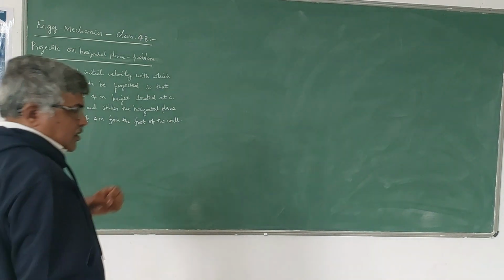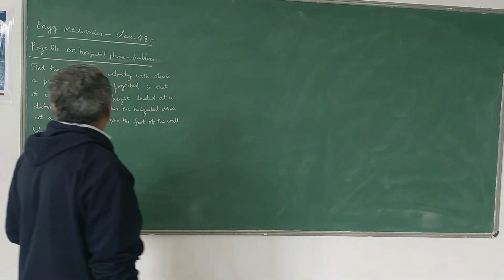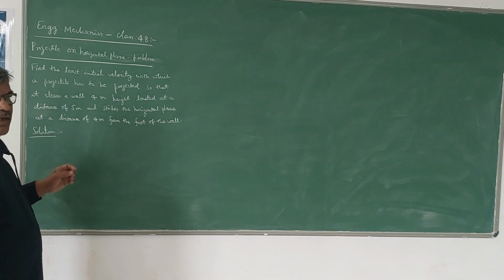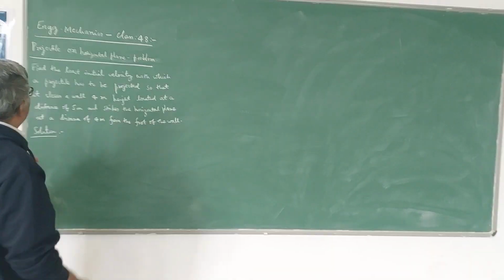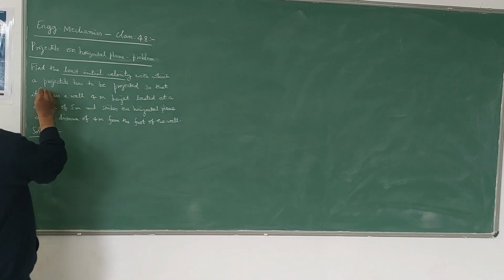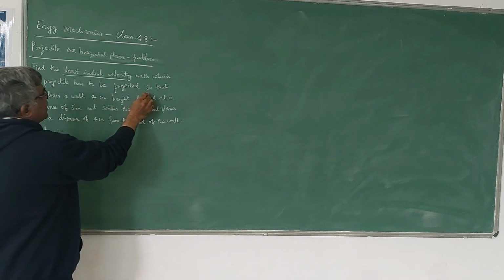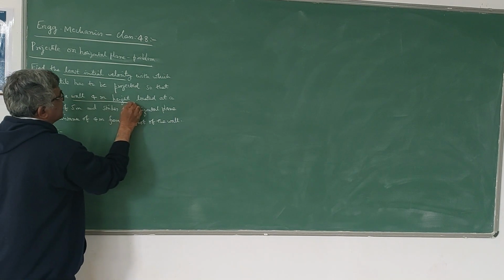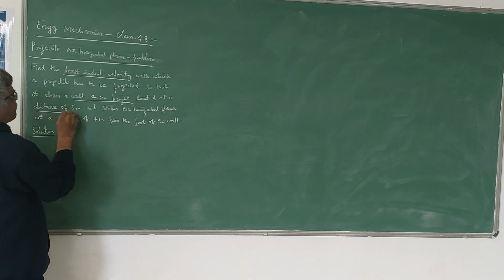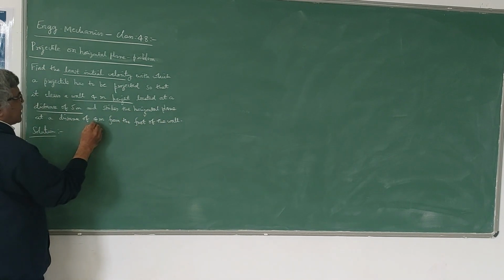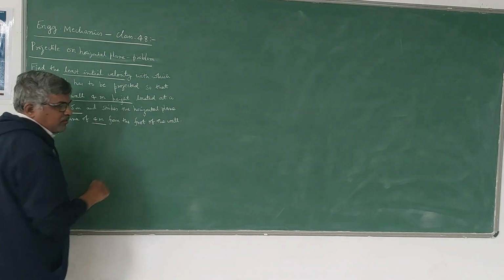In this class, I will explain another problem on projectile on a horizontal plane. The problem is given like this. Find the least initial velocity with which a projectile has to be projected so that it clears a wall 4 meters height located at a distance of 5 meters and strikes the horizontal plane at a distance of 4 meters from the foot of the wall.